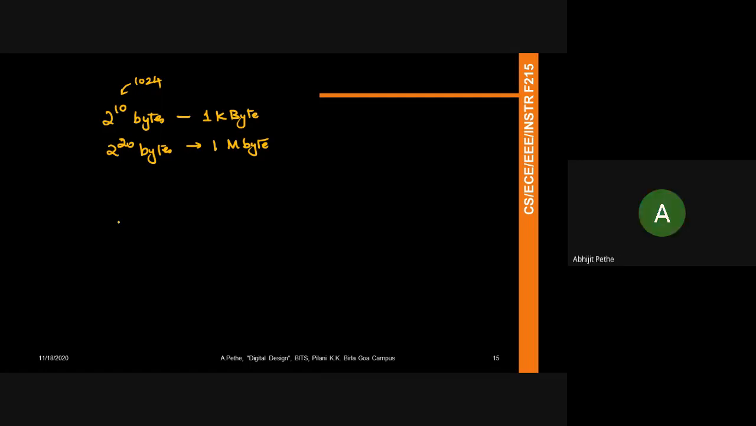Now, 1 byte is 8 bits. So if I want the number of bits, 1 kilobyte of memory will have 2 power 13 bits, because it's 8 times 2 power 10 bytes, right? Yes, sir. Okay.